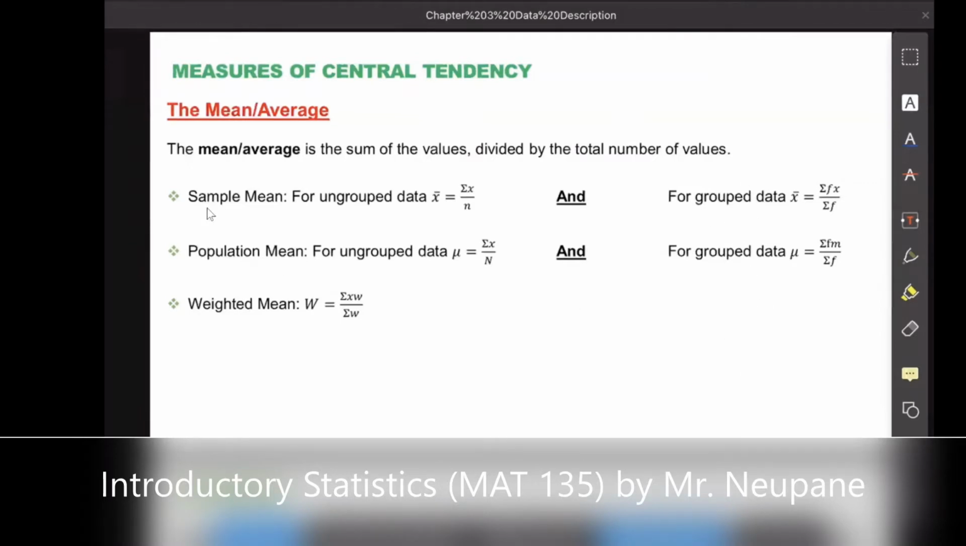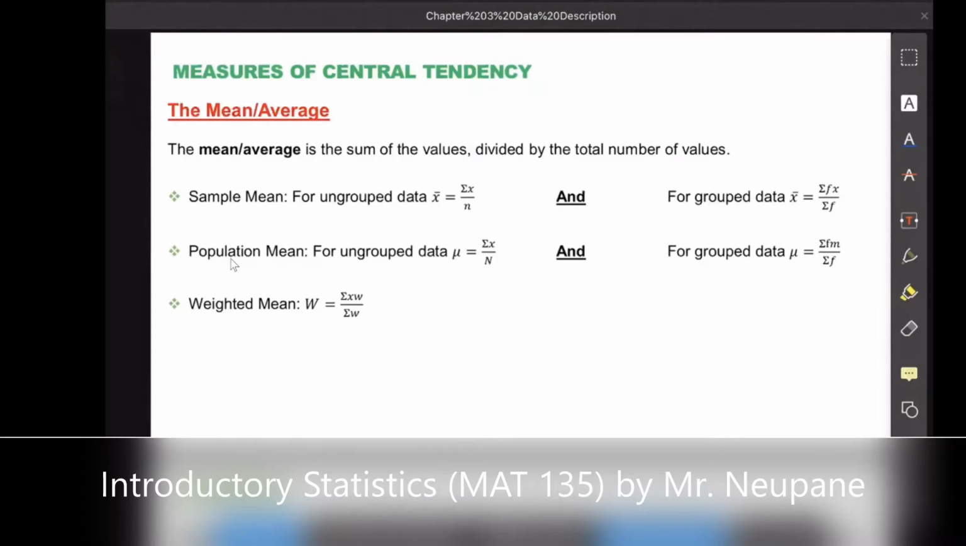If you look at the first line, it is for the sample mean of the ungrouped data. If we want to calculate the sample mean of ungrouped data, the symbol for the mean or average is x bar, which is equal to the sum of all x, sigma x, divided by n, the total number of observations. For grouped data, the same formula for the sample mean, x bar, is equal to the sum of f times x, where f is the frequency and x is the observations you have, divided by sigma f. Sigma f is the same as n, the total number of observations.